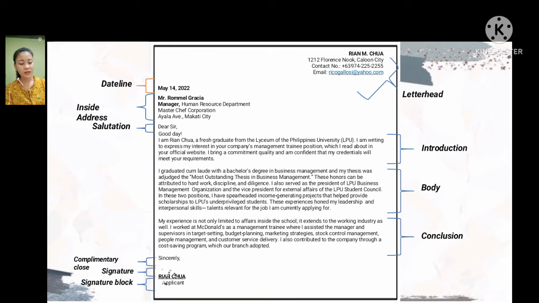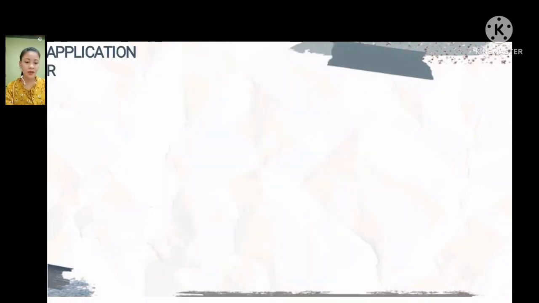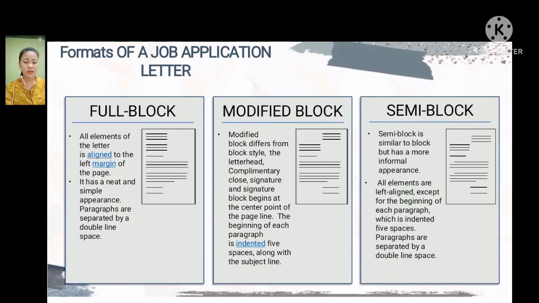In writing your cover letter, everyone, we have different formats. In our example right here, we have three formats: the full block, modified block, and the semi-block. In the full block format, everyone, all the elements of the letter are aligned to the left margin of the page, starting from the letterhead down to the signature block. The full block format has a neat and simple appearance. The paragraphs are also separated by double line spaces.